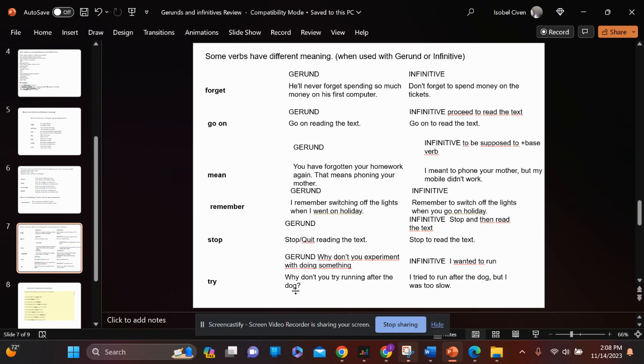When we use try, why don't you try running after the dog? That means why don't you experiment with this method? Whereas when you say I tried to run after the dog, but I was too slow, that means that you were not successful. You wanted to run, but you were too slow. So it's more like saying I wanted to run after the dog, but I was too slow to catch up with the dog.